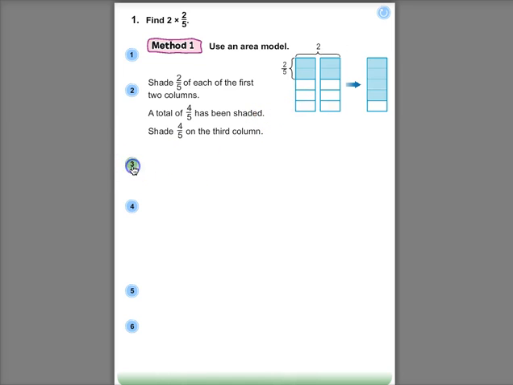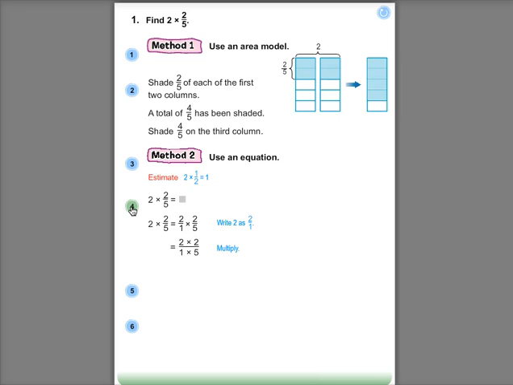So let's look at it as an equation. Method number 2 is using an equation. Estimate it, we did that already. Then let's look, 2 times 2/5 equals 4/5. So we take the 2, put it over 1, and then we multiply straight across again. 2 times 2, 1 times 5, and we come up with 4/5. Using either method, we get the same answer, so both methods are valid. We check for reasonableness. Is 4/5 close to 1? Yes, it is.